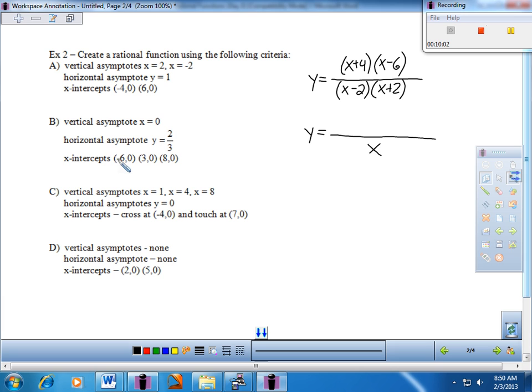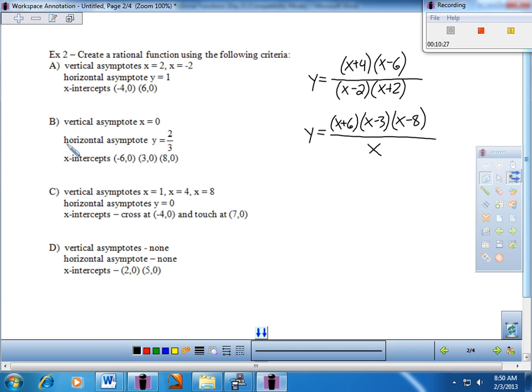We've got 3 x-intercepts here. So x-intercepts coming from the numerator and coming from those specific factors. How about x plus 6? How about x minus 3? And how about x minus 8? Okay, great. Now, a couple things about this.